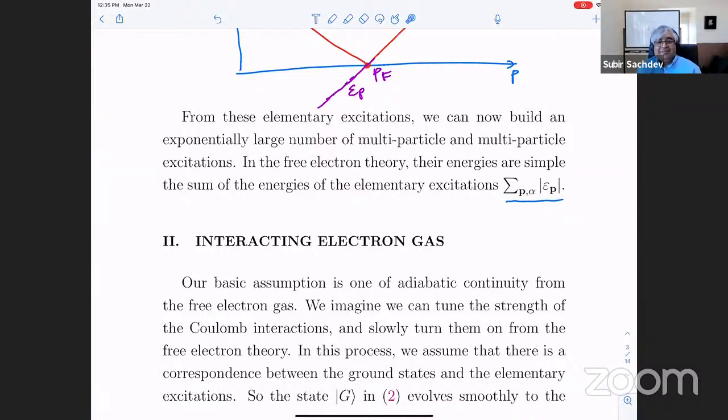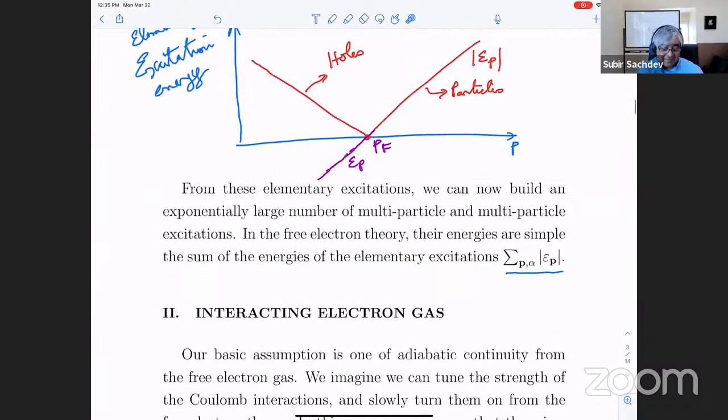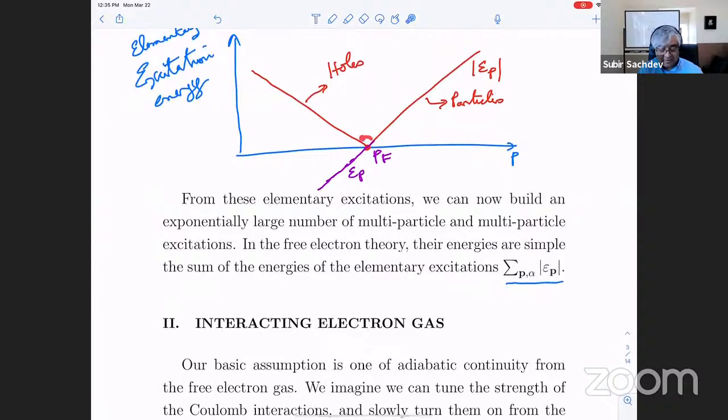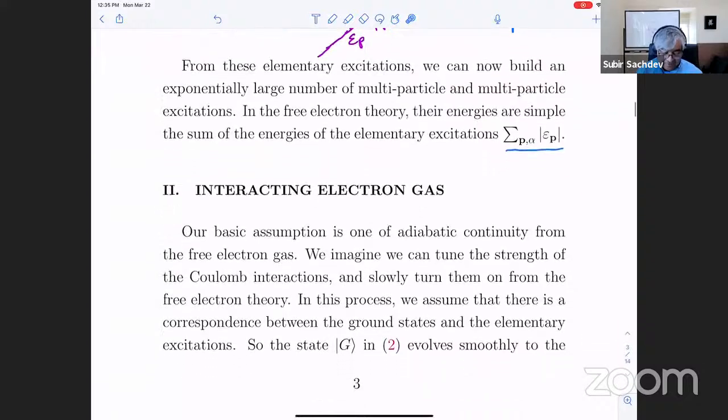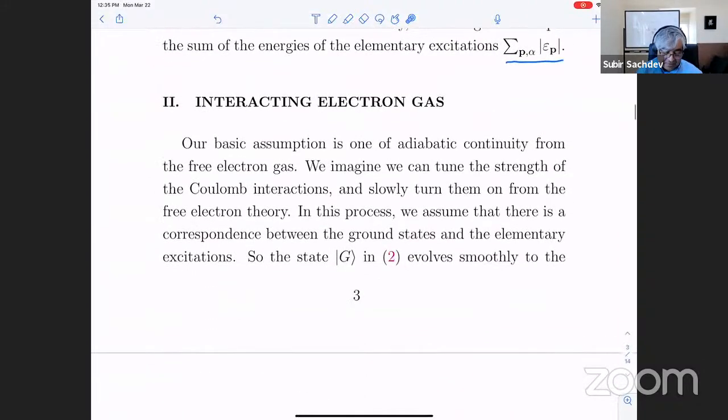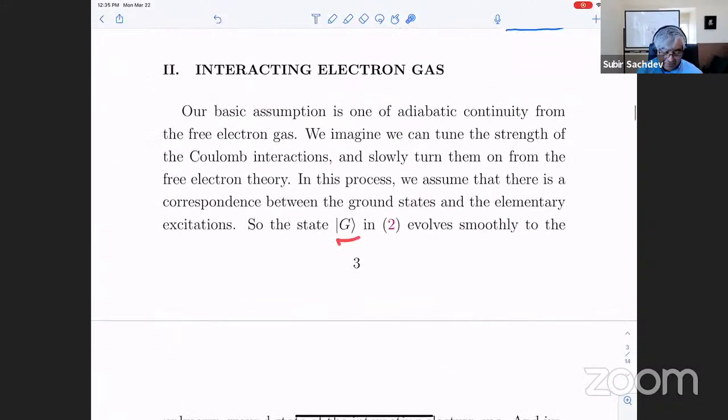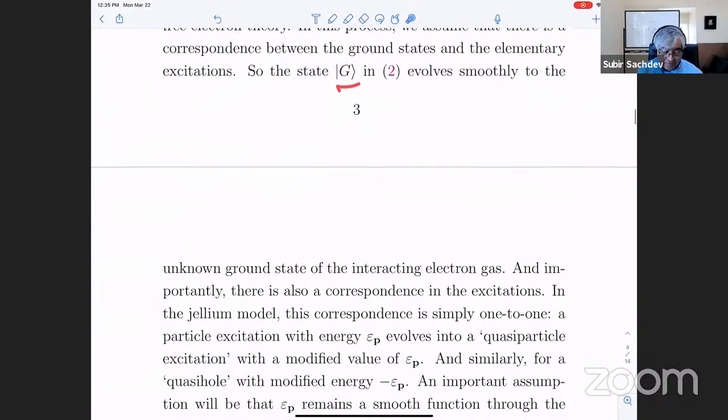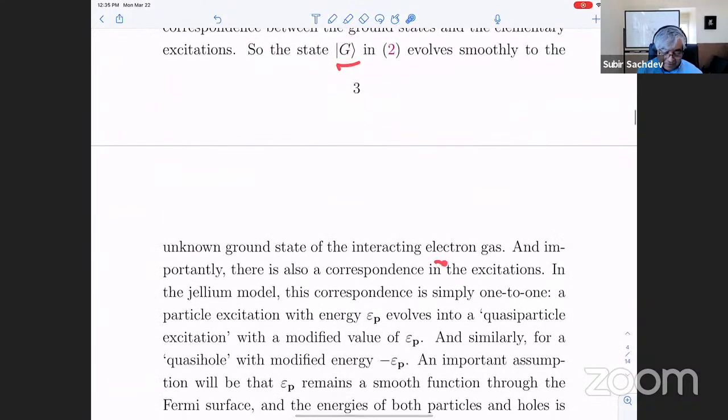Here, this is not a system with an energy gap. You can see right here at PF, we have zero energy excitations. So that's why it's a little wishy-washy, but okay. Let's assume that somehow, in some reasonably well-defined sense, there's adiabatic continuity. So we say that the ground state evolves smoothly to the unknown ground state of the interacting electron gas.